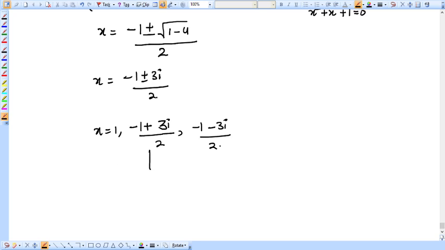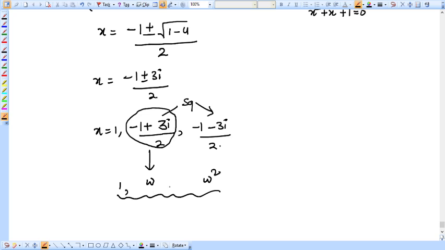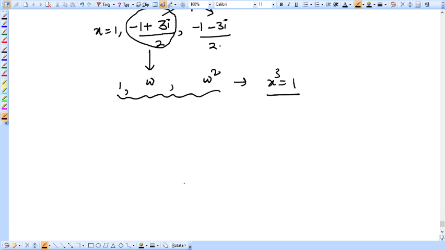We call this root omega. When we are working with x cube equal to 1, we used to call this omega. If you just check, if you square this we get this other complex number, which is equal to omega square. If this is omega, then this is omega square. These three roots are the roots of the equation x cube is equal to 1. That's why these three roots are called cube roots of unity.